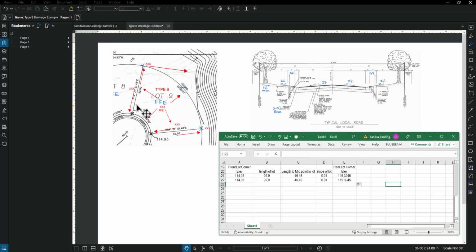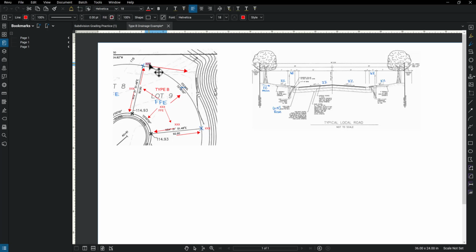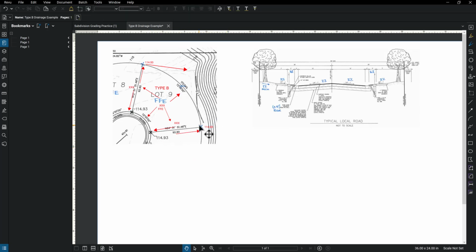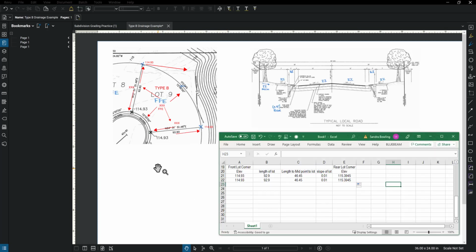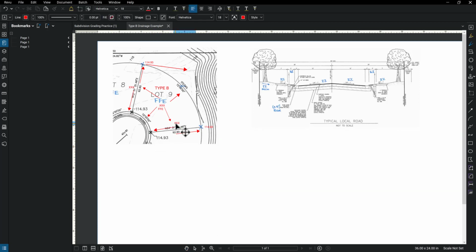And since we're putting the high point in the middle, the rear values are going to be 114.93 and 114.93. Now that value may be different depending on where I put the high point, but since I'm putting the high point in the middle, it means that it is a mirror image. Okay, so let me bring that back. 115.39. 115.39.